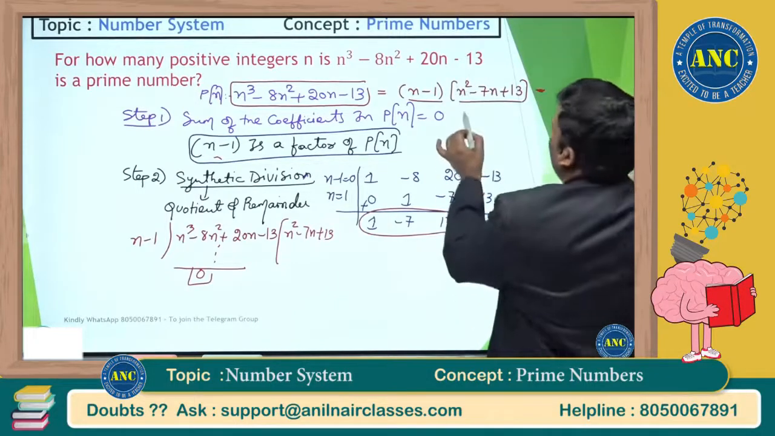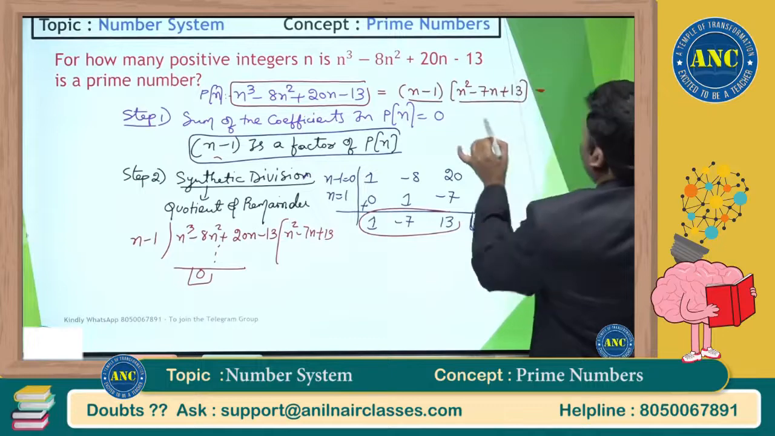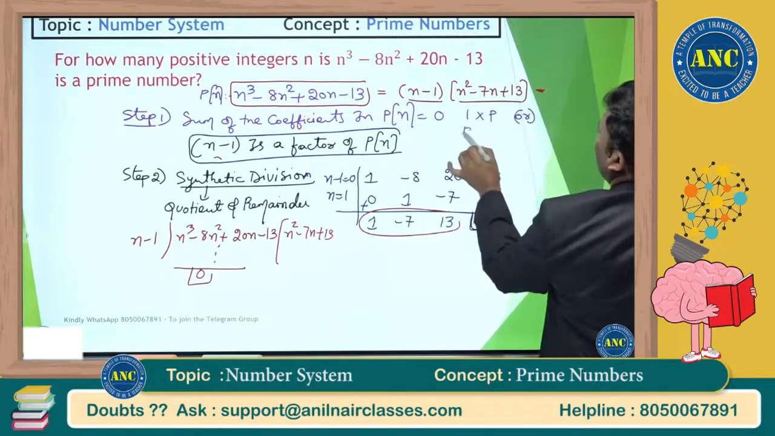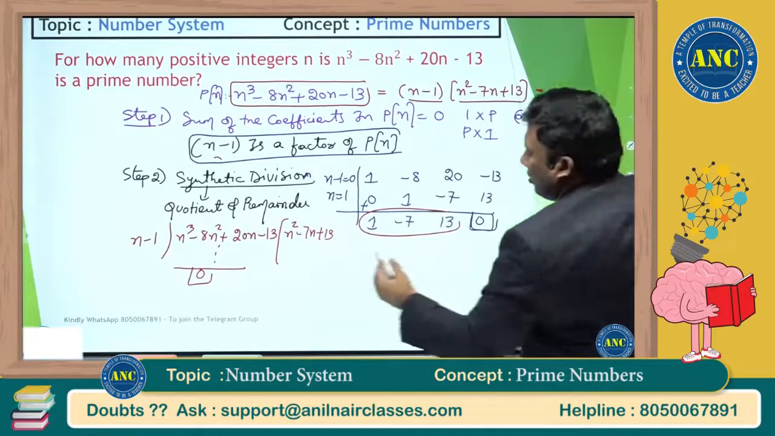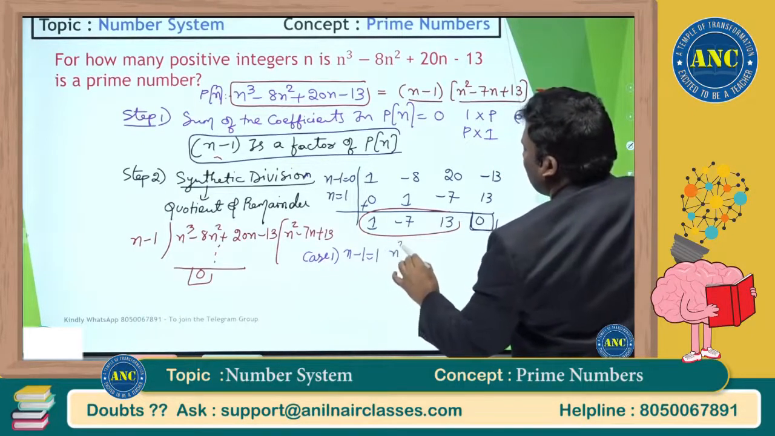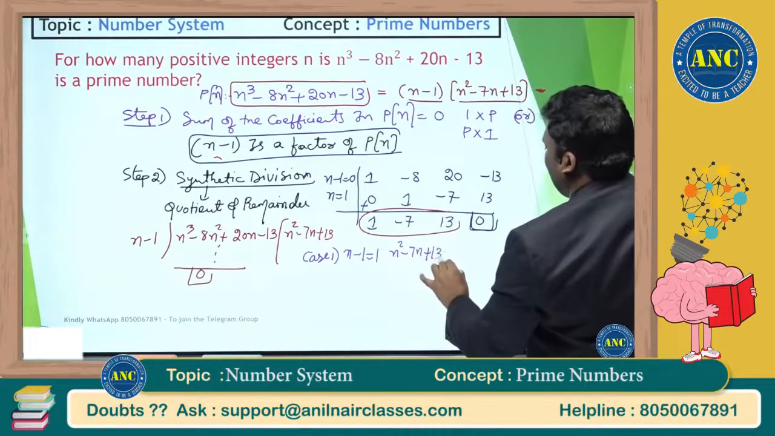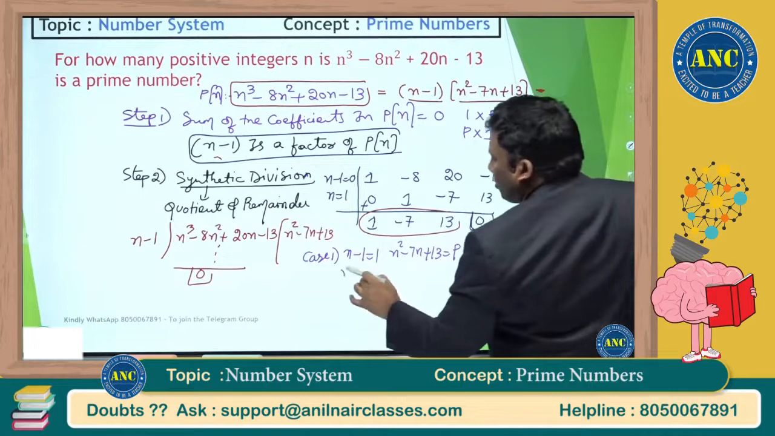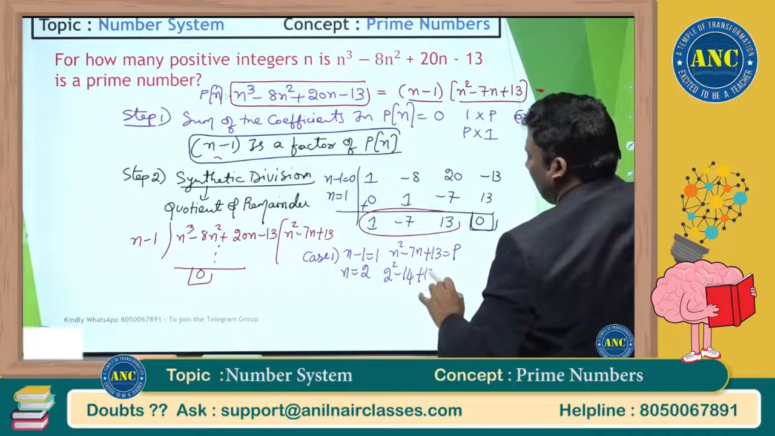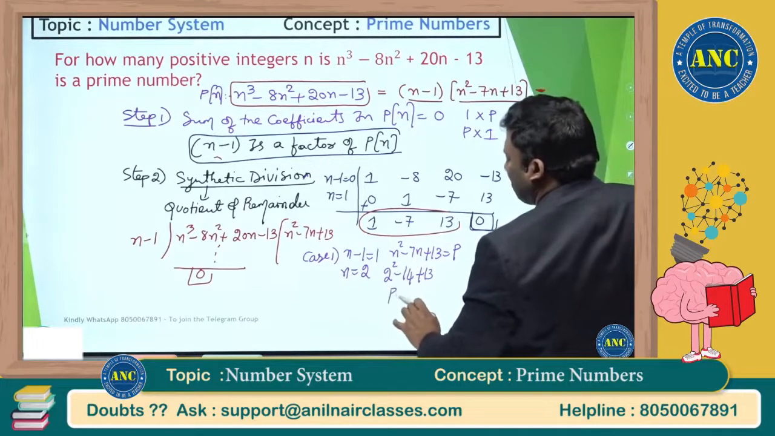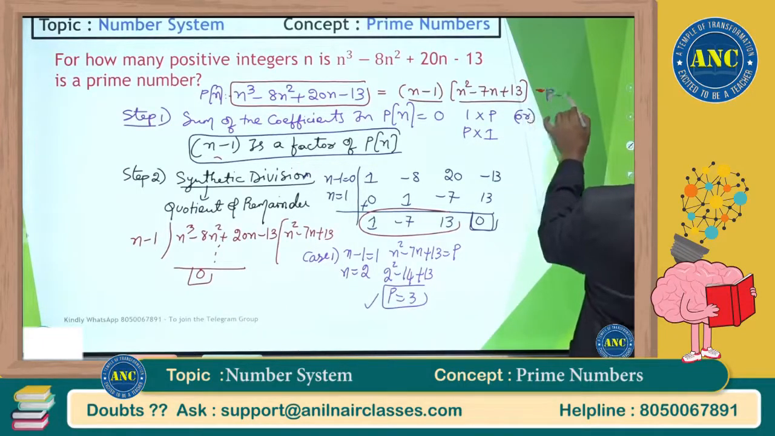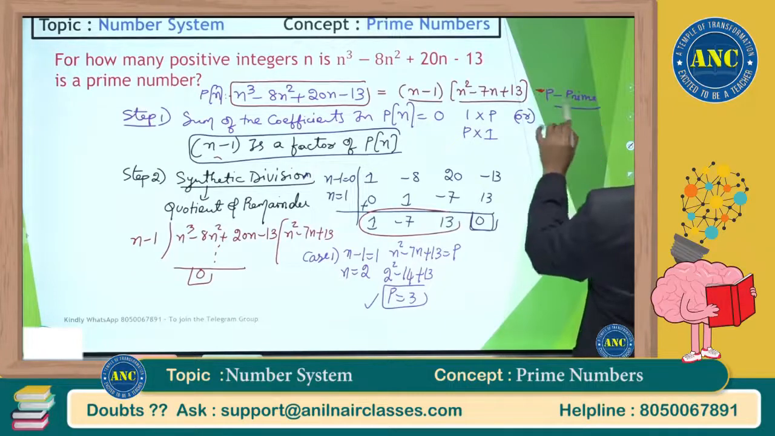Now the logic becomes easy. This number should be a prime number. Prime number means either it should be 1 into P or P into 1. Are you all with me, sir? That's what we did in the previous problem. So case number 1: if n minus 1 is 1, n square minus 7n plus 13 should give me P. n minus 1 is 1, so n value is 2. 2 square minus 14 plus 13, 4 plus 13, 17 minus 14. P equivalent to 3. P is a prime number. Definitely yes.